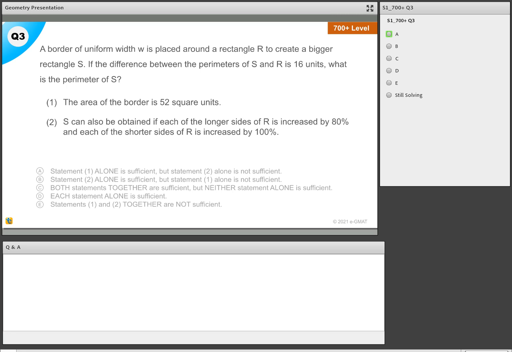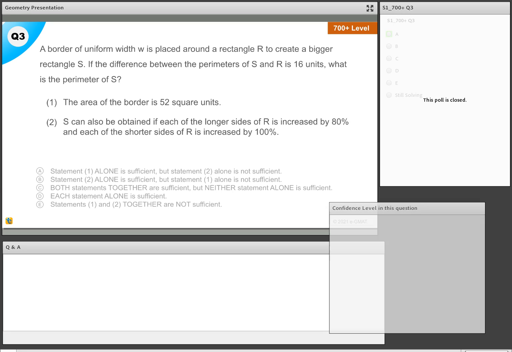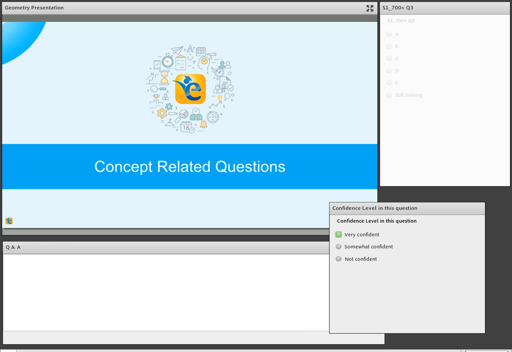All right, I'm going to end the poll here. And let's do our confidence check for this one. Yeah, nobody's very confident. Oh, just one person. Okay, sounds good. 2 people. All right, so we are done with this part here, and we are now going to move into our concept related questions or concept diagnostics.